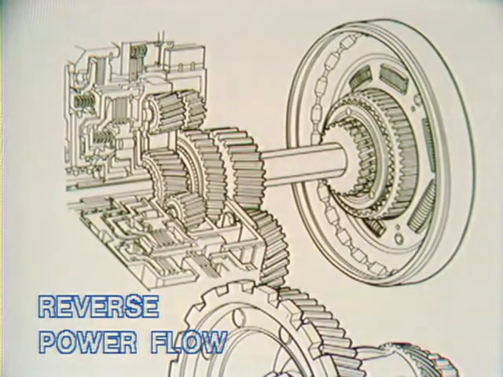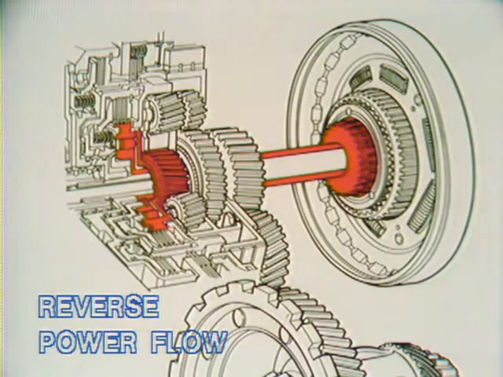Power flow in reverse is hydraulic drive from the impeller to the turbine, to the splitter sun gear, to the turbine shaft, to the one-way clutch and the low reverse sun gear, to the short planet pinions, to the long planet pinions, to the pinion carrier, to the final drive gears which turn in reverse reduction.